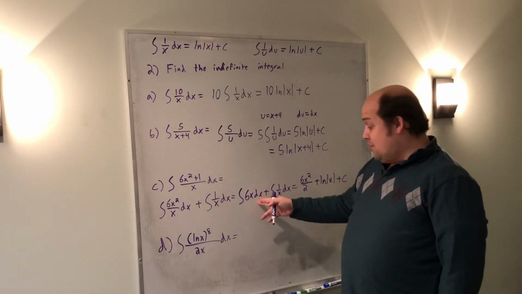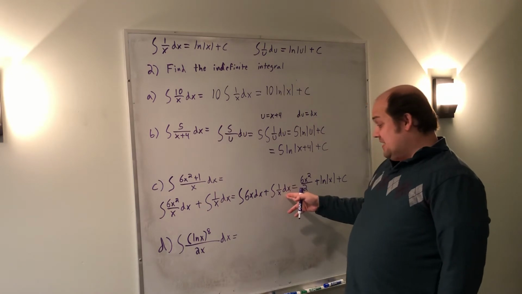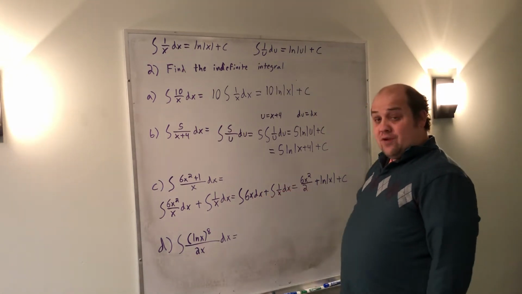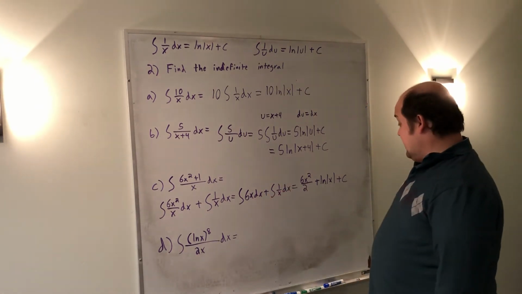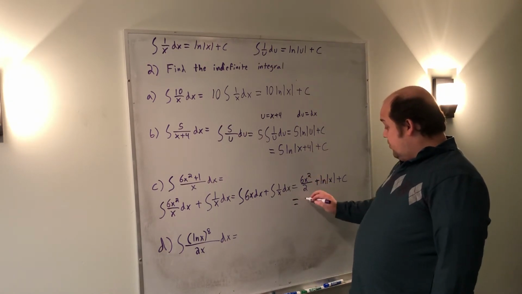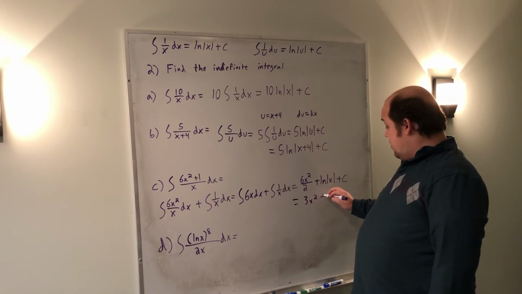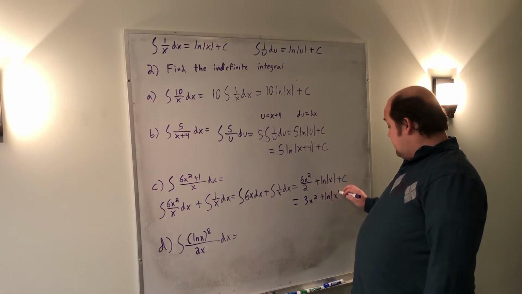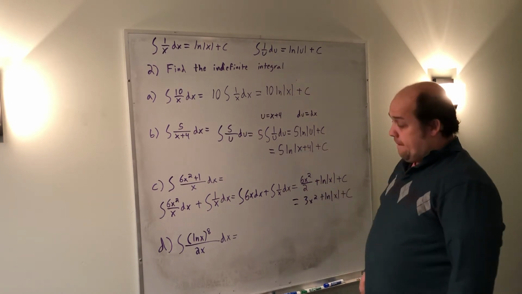Because again, we didn't know what the constant was here, we don't know what it is here, so if we combine 2 unknown constants, we just get a new unknown constant. Cleaning it up just a little bit, this 6 and this 2 reduce to give me 3x squared plus the ln of the absolute value of x plus c.